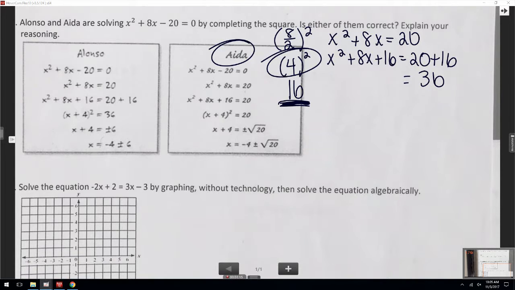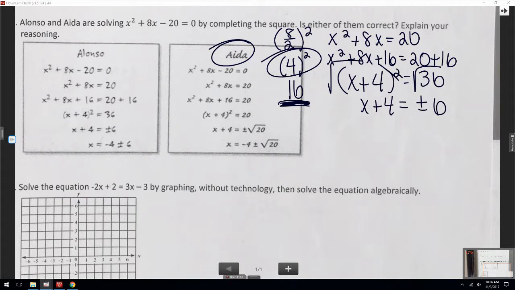So we'll see. How do we factor this? X plus 4 squared. He's still good, right? Okay, then we square root. Ooh, and what's the square root of 36? Plus and minus 6. If you only write 6, you're only going to get one answer, and you got 2. So you good so far still?